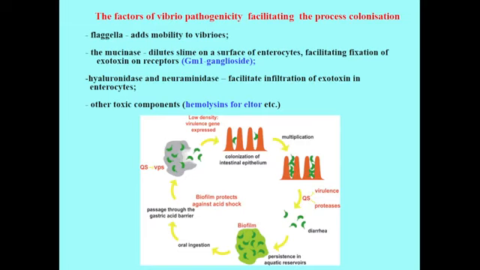The mucinases dilute slime on the surface of enterocytes, facilitating fixation of exotoxin on receptors GM1 ganglioside. Hyaluronidase and neuraminidase facilitate infiltration of exotoxin into enterocytes. Other toxic components: hemolysin, and so on.